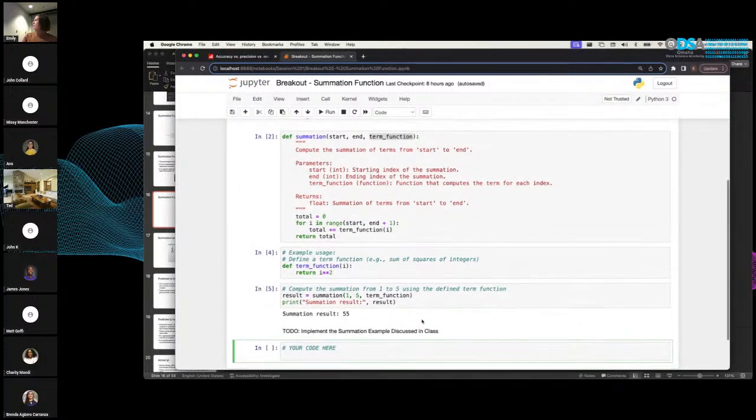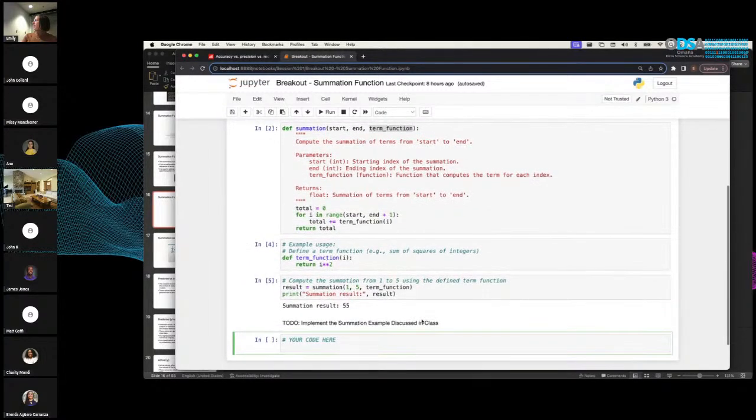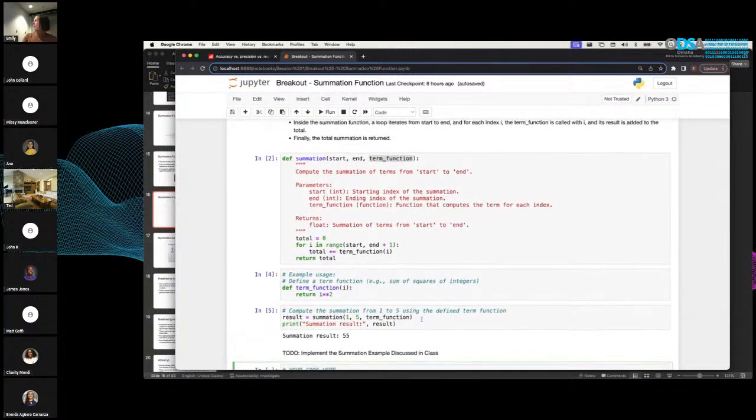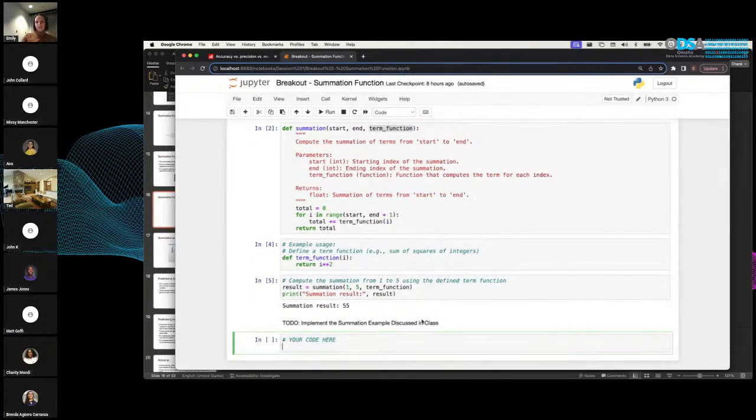Were you guys able to do this? Does anybody want to share or talk about what they implemented here? So I just added a couple lines actually to what you already had. Excellent. What did you do? Here, I'll throw it in the chat. Yeah, perfect.